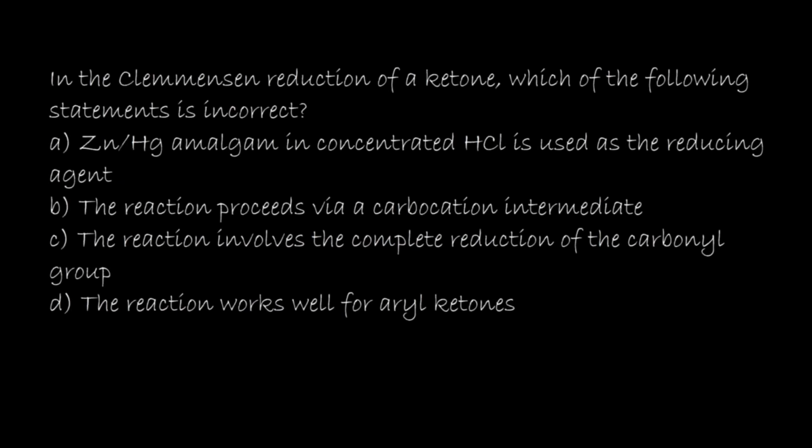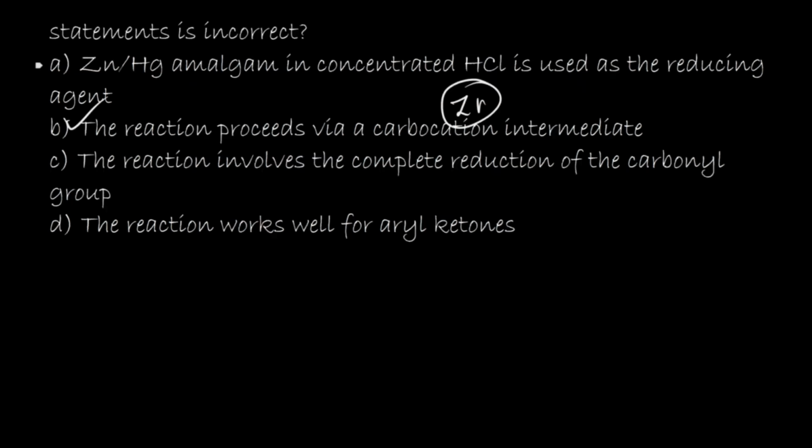In the Clemmensen reduction of ketone, which of the following statements is incorrect? Zinc amalgam and concentrated HCl are used as the reducing agent. The reaction proceeds by a carbocation intermediate. The reaction involves complete reduction of the carbonyl group. The reaction works well for aryl ketones. Zinc amalgam is used as a reducing agent, and the reaction proceeds by carbocation intermediates. No, that is not true. This will undergo a zinc oxide intermediate, and C and D are right, which makes option B your correct answer.